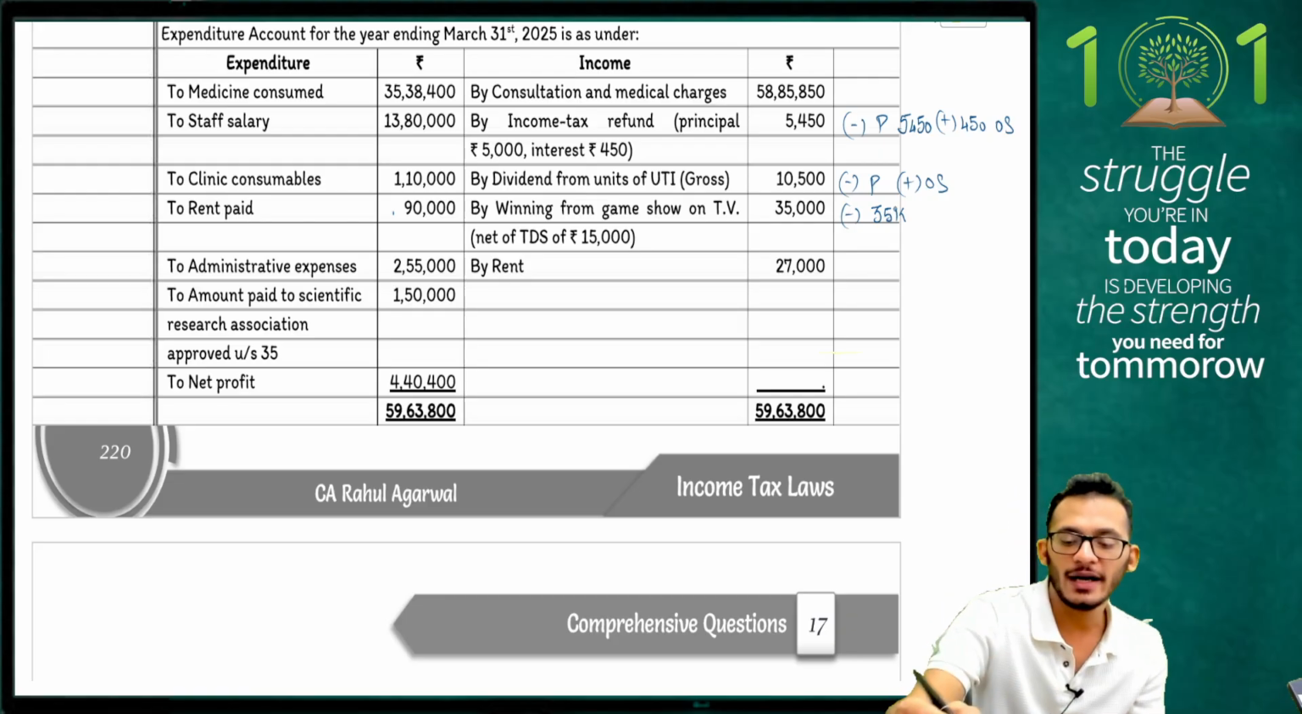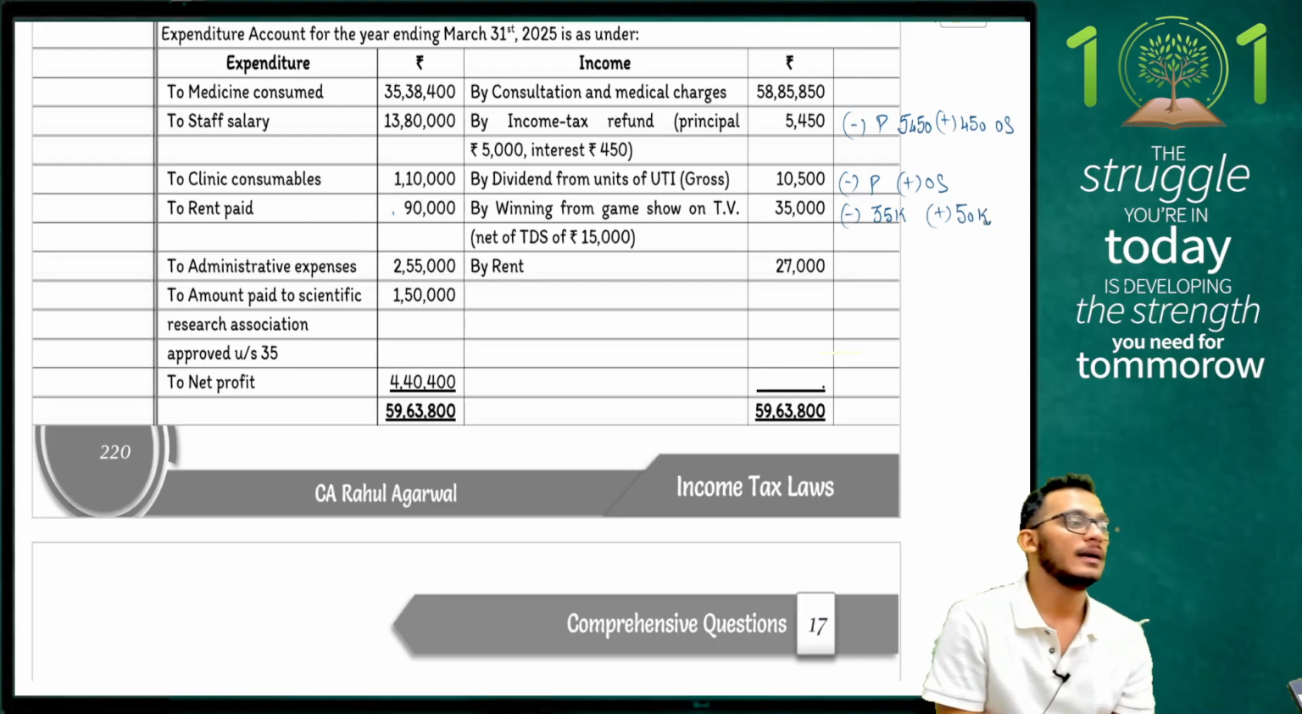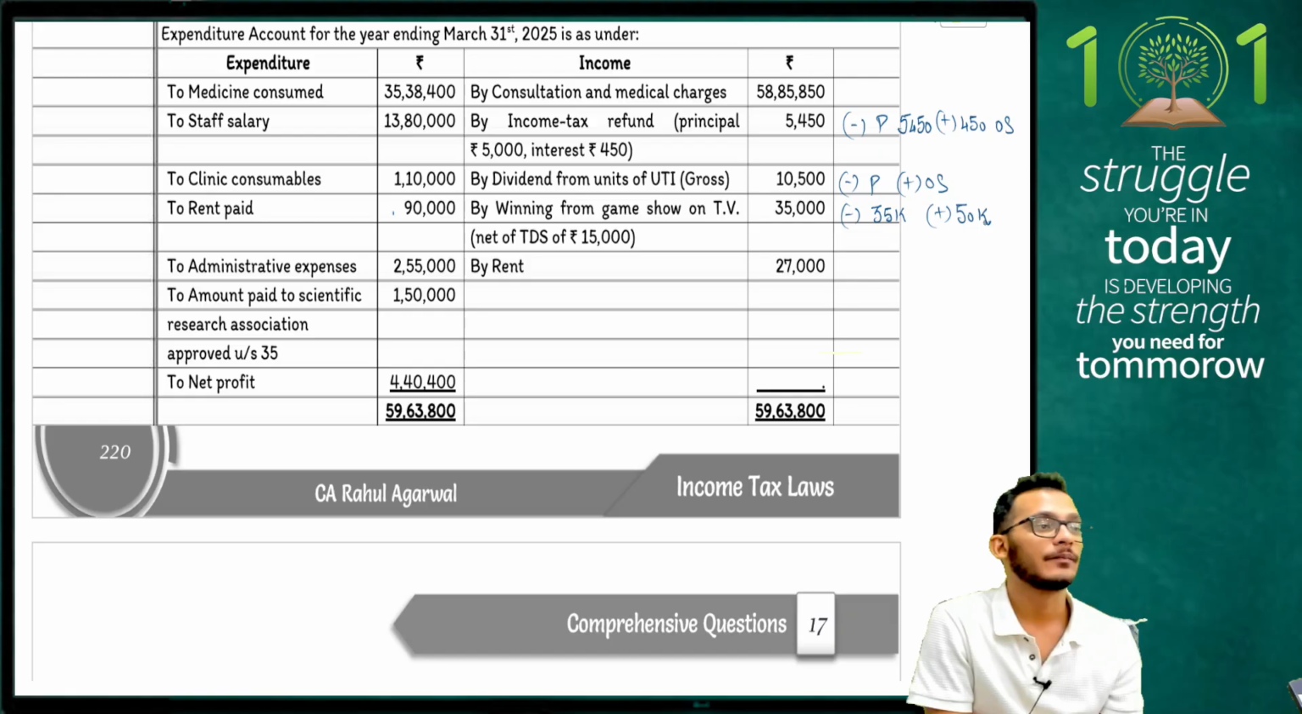It is paid in advance. Therefore, I will tax the full 50,000. Is this making sense? Yes.